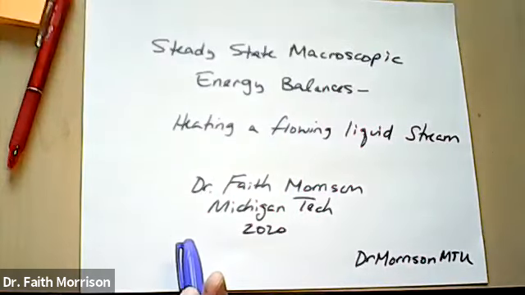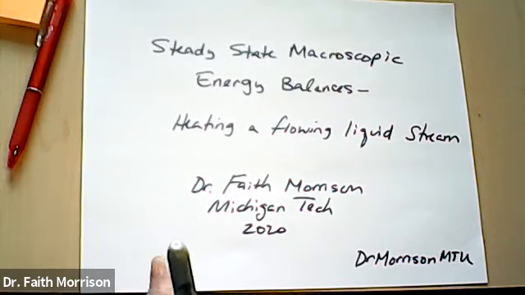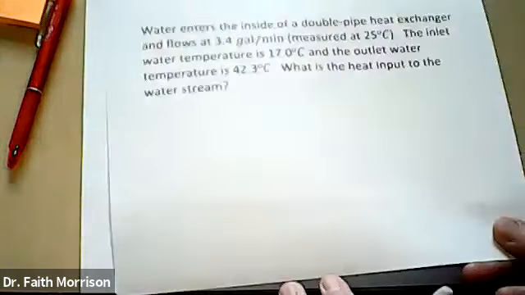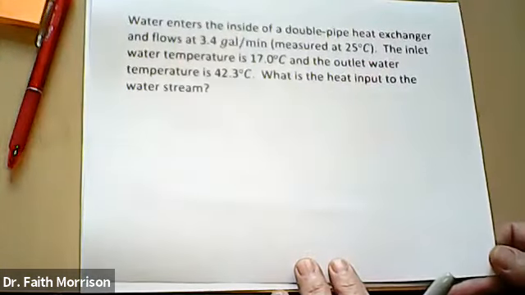The energy balance is one of the fundamental laws of physics, and we use it all the time in our chemical engineering problem solving. So I'd like to do an example of a steady state macroscopic energy balance. And the one I've chosen is heating a flowing liquid stream. So here's the problem statement.